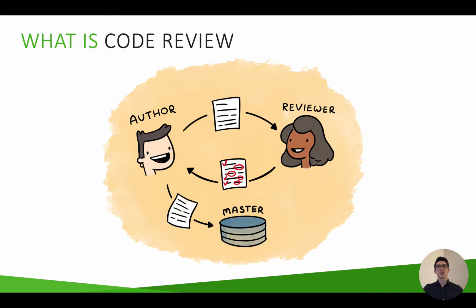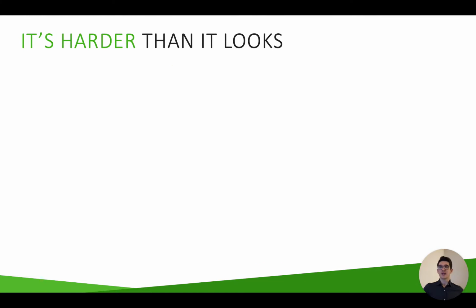After that, the reviewer takes this code, reviews it, and provides some comments and notes, and sends it back. The author reacts to that, changes something maybe, and sends it again to the reviewer. This goes through rounds till the reviewer says, okay, looks good to me. And after that, the author can merge it to master. So that's what we call a code review process. Why is it harder than it looks?